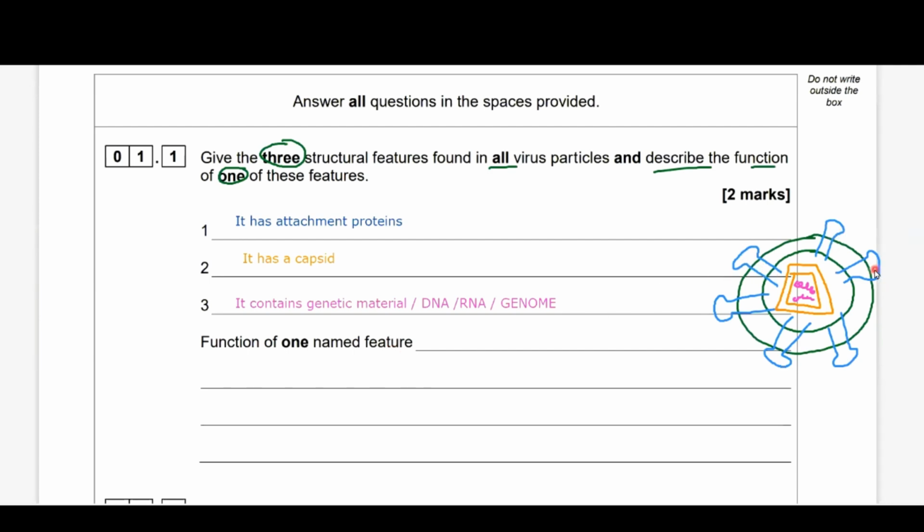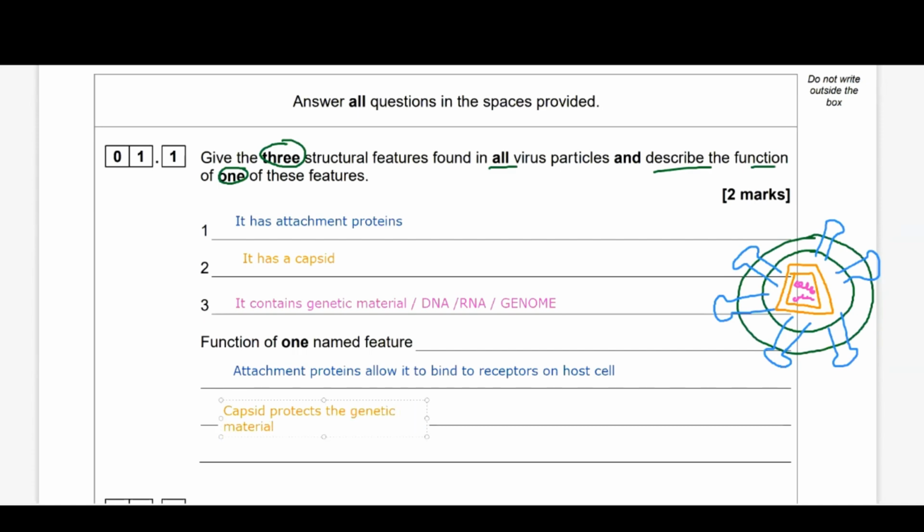Now we have to explain the function of just one of those features. So I'm going to do them color coordinated. First we'll explain the function of the attachment proteins, which I've already mentioned. They allow the virus to attach to receptor sites on the host cells. A specific example you have to know is that the HIV virus attaches to the CD4 receptors on T cells.